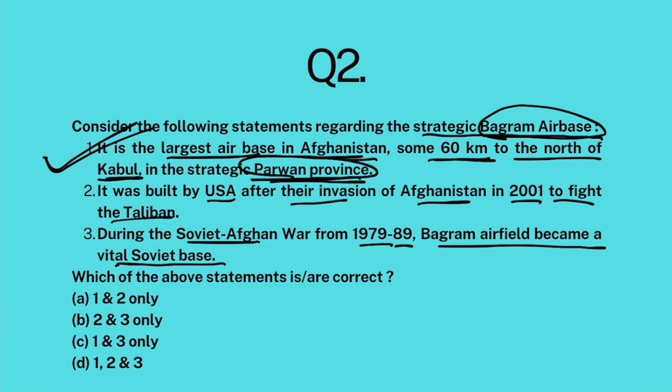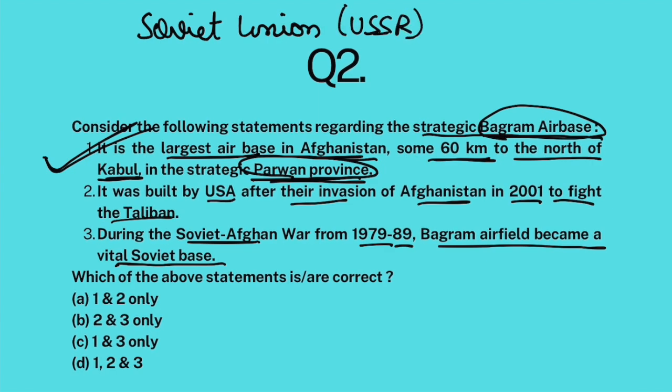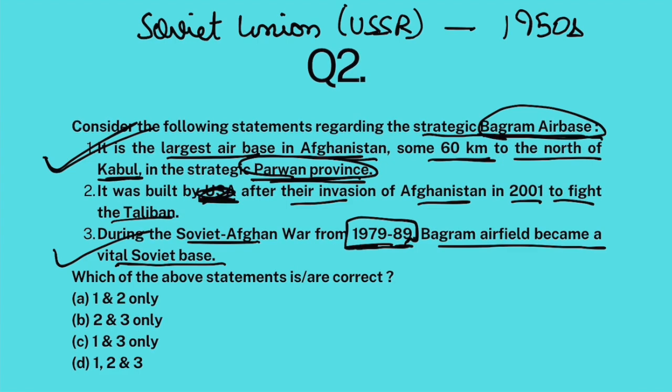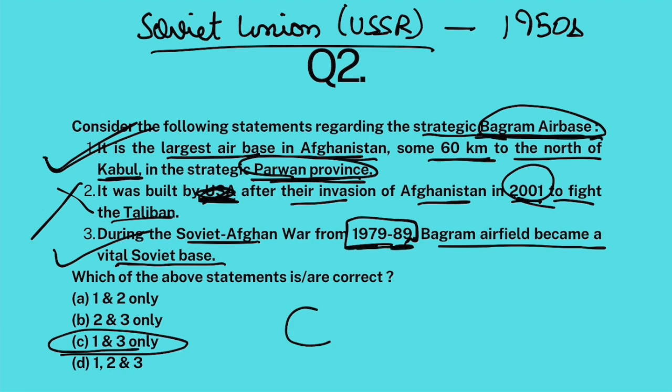Now, this Bagram Air Base was built by Soviet Union or USSR in 1950s. Then Soviet Union invaded Afghanistan in 1979 and from 1979 to 1989, Soviet Union used this Bagram Air Base to fight the rebels, Mujahideens. So this is also correct. It was built by USA? No. When Soviet Union withdrew from Afghanistan and when Americans came after 2001, Americans took control of this Bagram Air Base. But it was not built by Americans, it was built by Soviet Union. So this is false. 1 and 3 only, the answer is C.